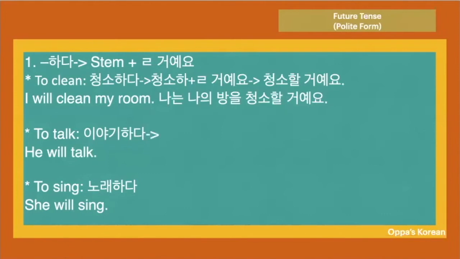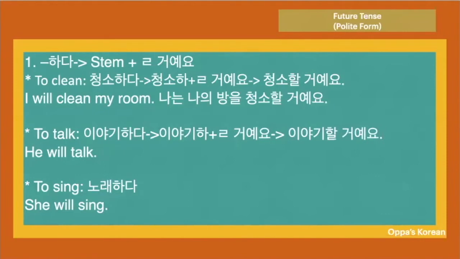To talk, 이야기하다. You find the stem first. 이야기하, that's the stem, plus ㄹ 거예요. So it goes to 이야기할 거예요.